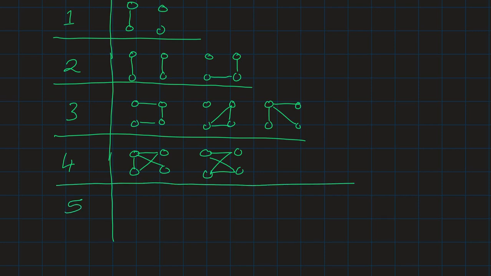Okay? 5 edges. So if I have 5 edges, I could be something like this. And I think that's it. I think that's the only graph with 5 edges. So again, up to you to check that. I'll draw a better picture.